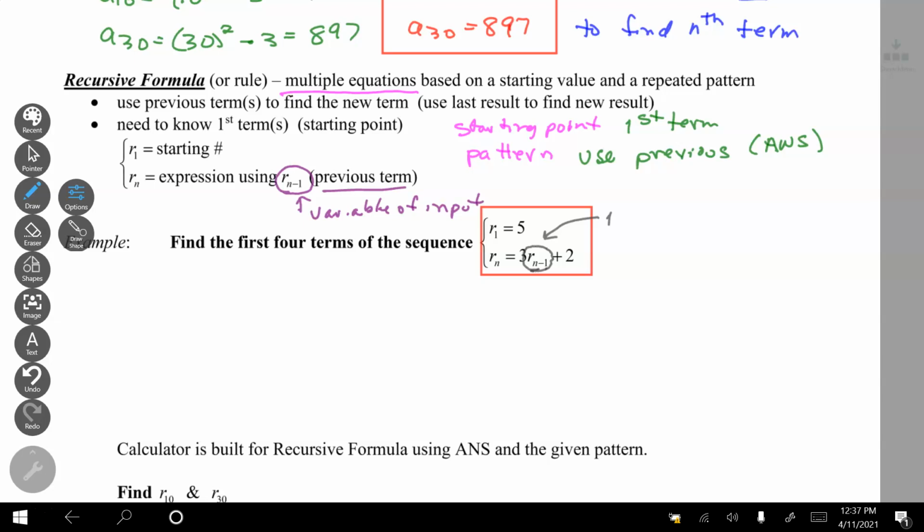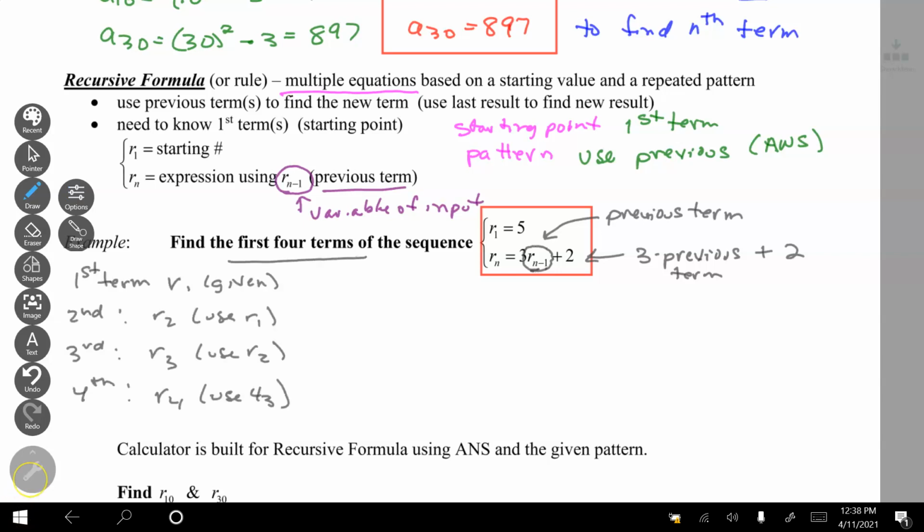R sub n minus 1 just means the previous term. So if I wanted to rewrite this, this has 3 times my previous term plus 2. That means whatever my last answer is, multiply by 3 and add 2. So I want to find the first 4 terms, and I'll show you how I'm going to do that. Okay, I wrote all this out.